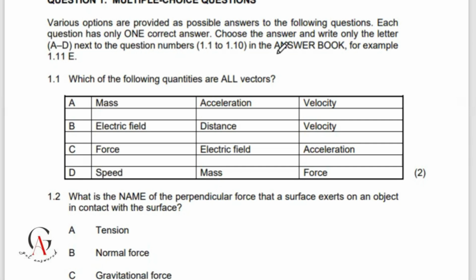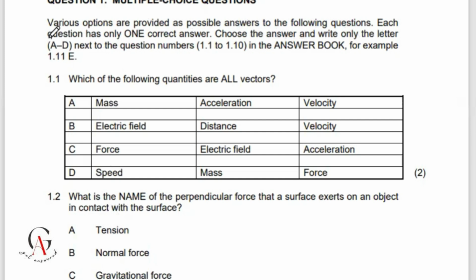If I look at the first question, they're telling us that various options are provided as possible answers to the following questions. Each question has only one correct answer. Choose the answer and then write only the letter. We do not need to write the answer next to the number. If it's A, B, C, D, just write the letter. Don't say 1.1 is mass, acceleration, and velocity.